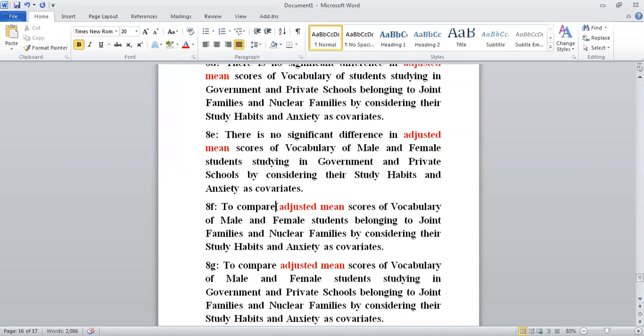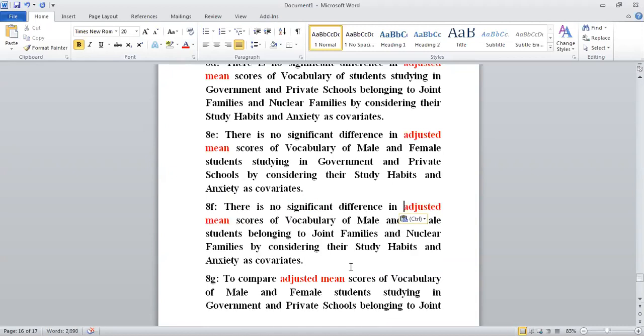Then 8F will be, there is no significant difference in adjusted mean scores of vocabulary of male and female students belonging to joint families and nuclear families by considering their study habits and anxiety as covariates.